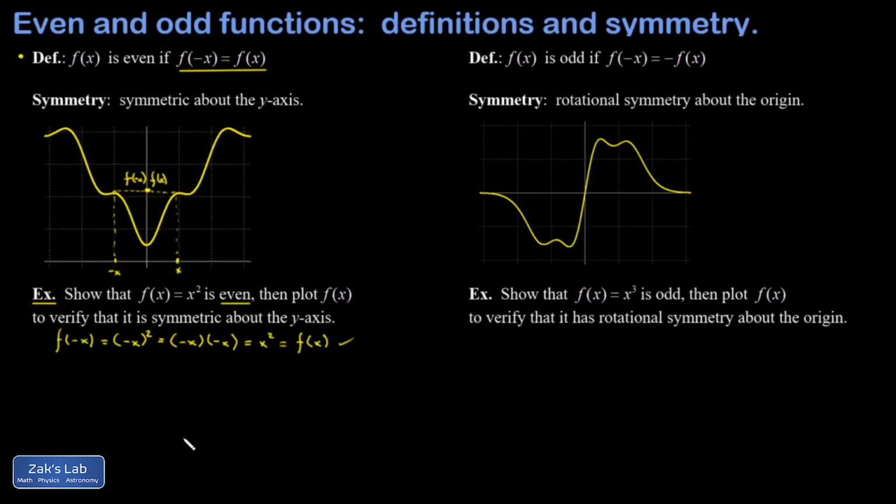Now let's look at a plot of this thing. So there's the graph of f of x, and there's no surprises here. This is the simplest parabola, a very familiar curve, and I see that it does indeed have the symmetry around the y-axis.